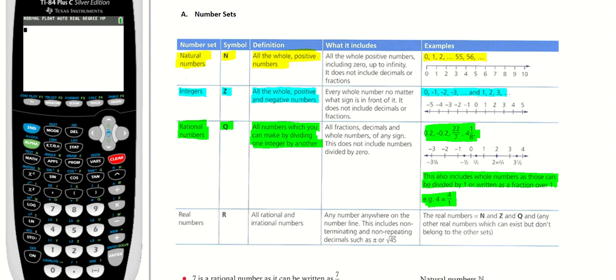even if we don't typically do that. And the last one are real numbers, represented by the letter R, and that includes all rational and irrational numbers. So this also includes things like pi or root 45. So basically, real numbers include all the numbers you are familiar with in your mathematical experience.